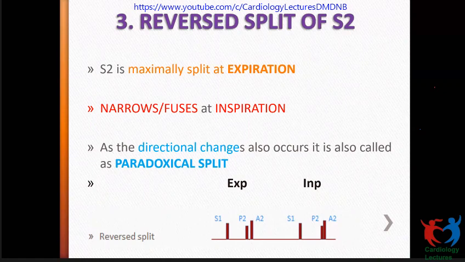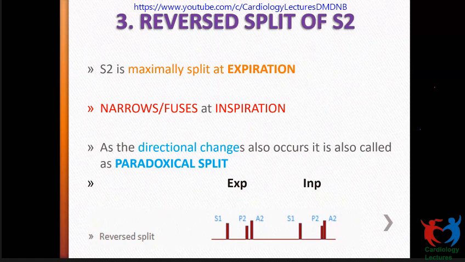P2 loud, 3 factors. P2 as loud as A2 in second space. P2 heard beyond second space, that means third and fourth space, or in apex sometimes. Palpable P2. So 3 features. You don't have to have all 3 features, even 1 is enough. But P2 heard in apex happens only in ASD. All these 3 features of loud P2, I'm sure all of you know.